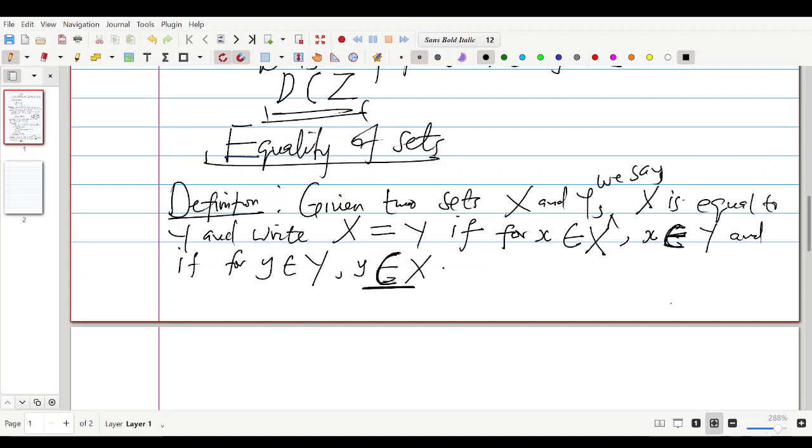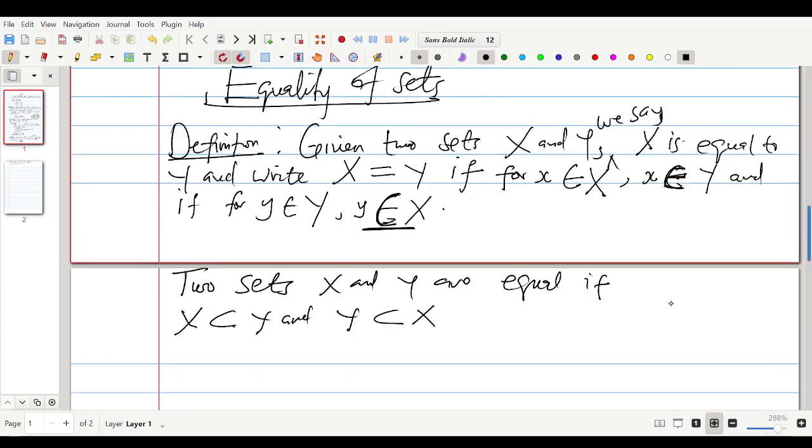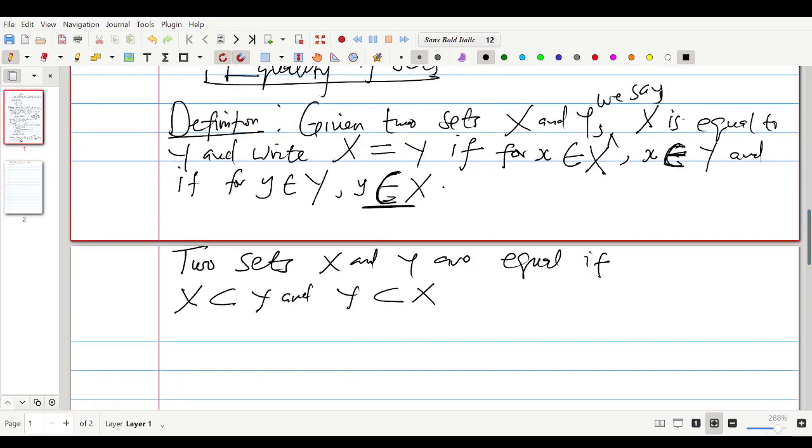You can say two sets, X and Y, are equal if set X is included in Y and set Y is included in X. You see that? So that is when you say they are equal.